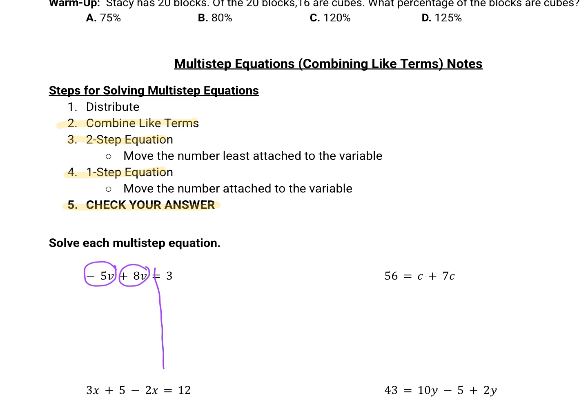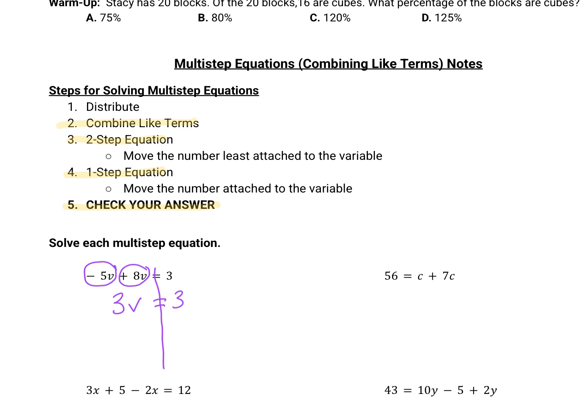We're doing negative 5 plus 8. Remember, different signs mean that we subtract the numbers. So 8 minus 5 is 3. Keep the variable. And since 8 is bigger, it is a positive 3. Bring down your equal sign and the 3 on the right.